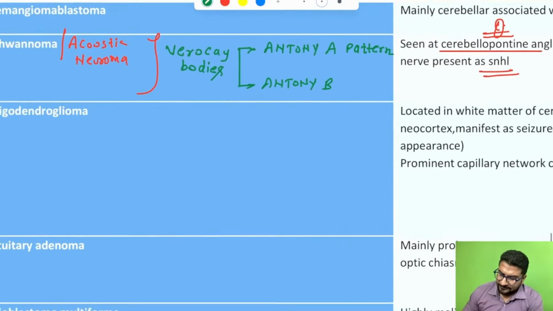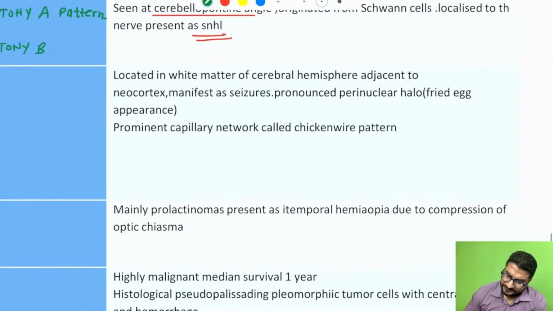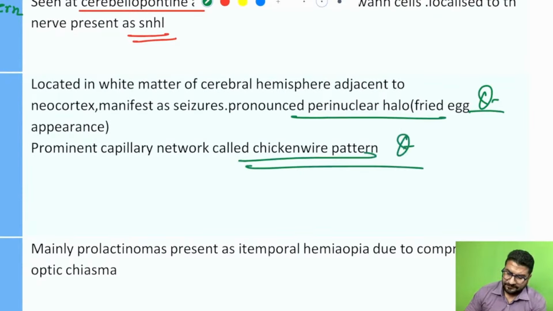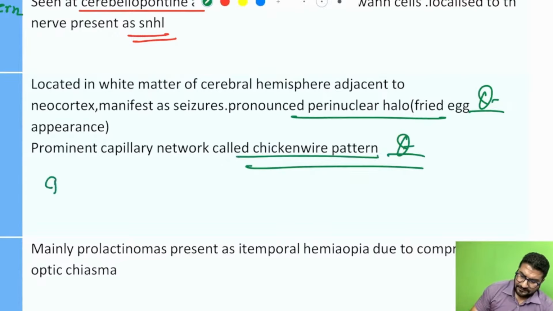Oligodendroglioma मैंने आपको बताया था. We also call this non-wedge tumor. You can see perinuclear halo called fried egg appearance. You can see capillary network, chicken wire pattern. And the last thing which you have to remember here is IDH1 mutation.